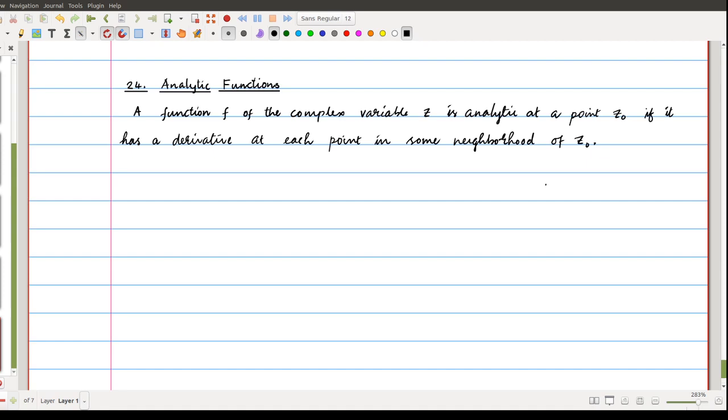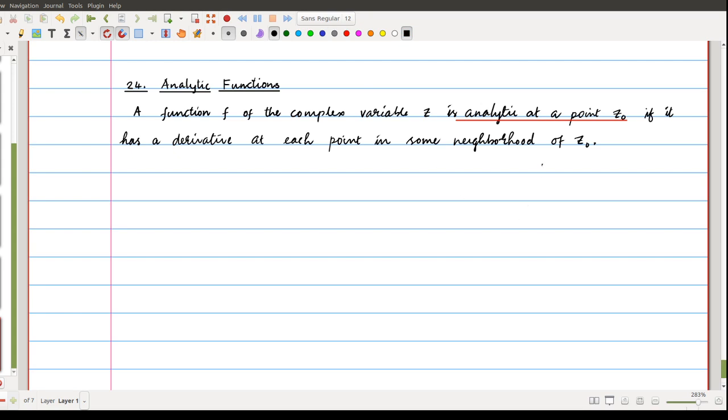In this video, we discuss section 24, analytic functions. First, we have a definition. A function f of the complex variable z is analytic at a point z0 if it has a derivative at each point in some neighborhood of z0.